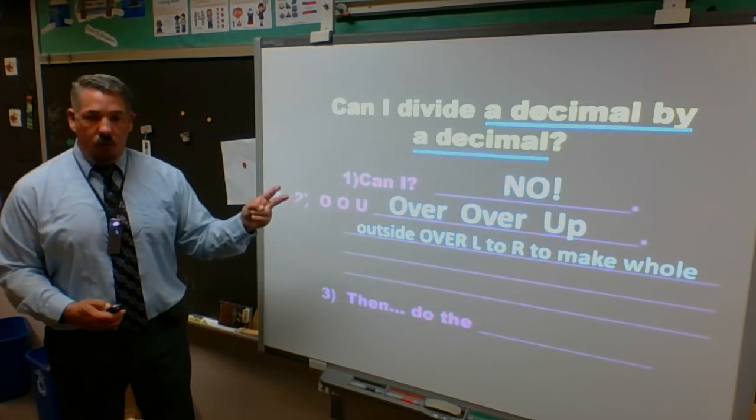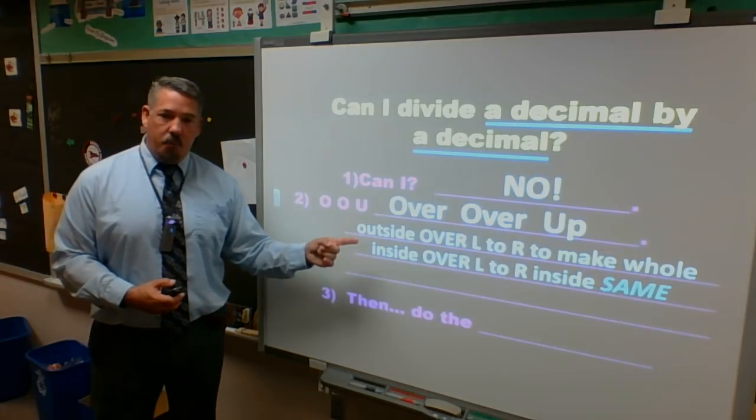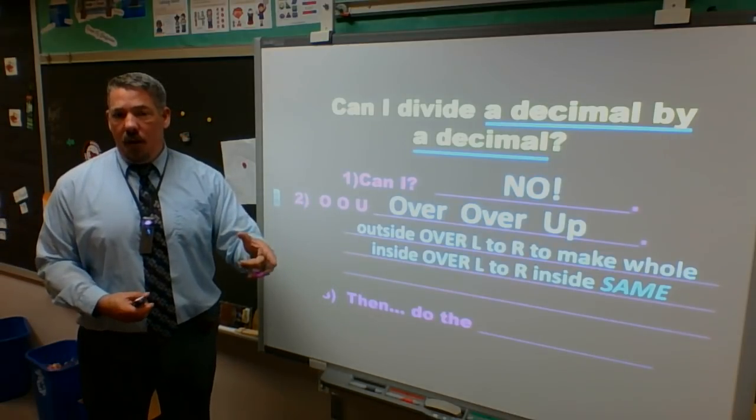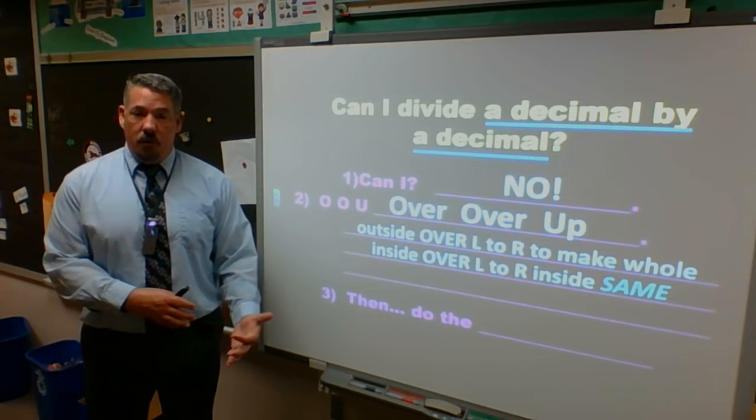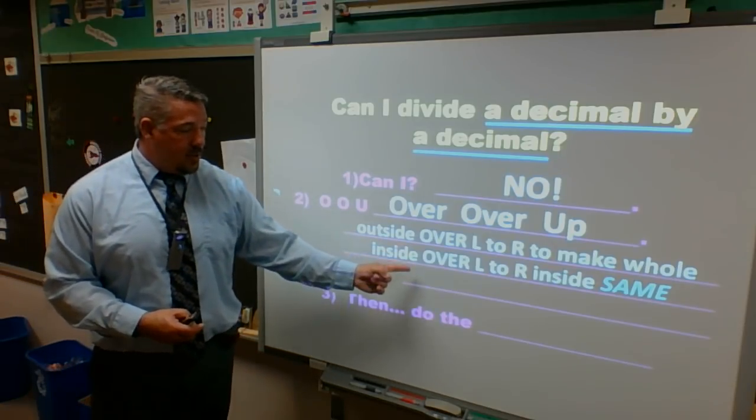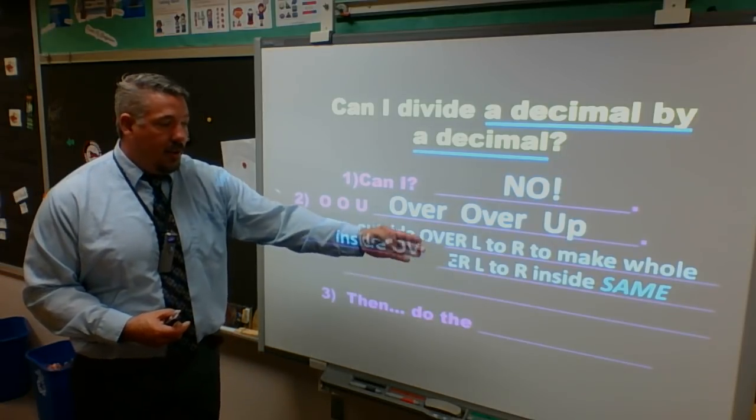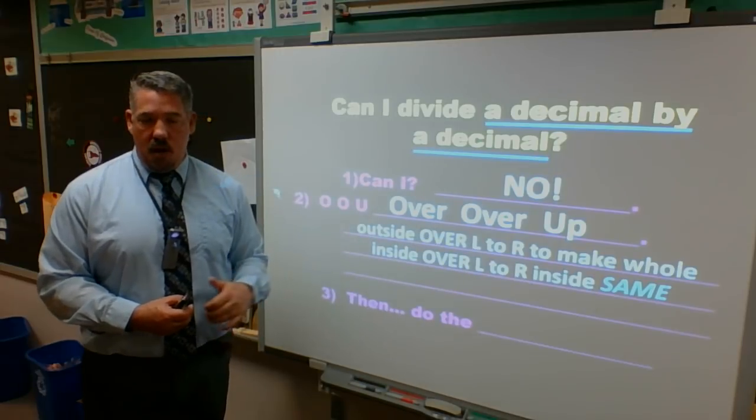My second over means I have to repeat that process on the inside, other than I'm not making it a whole number. So on the inside, I'm going to move over from left to right the same amount of times.